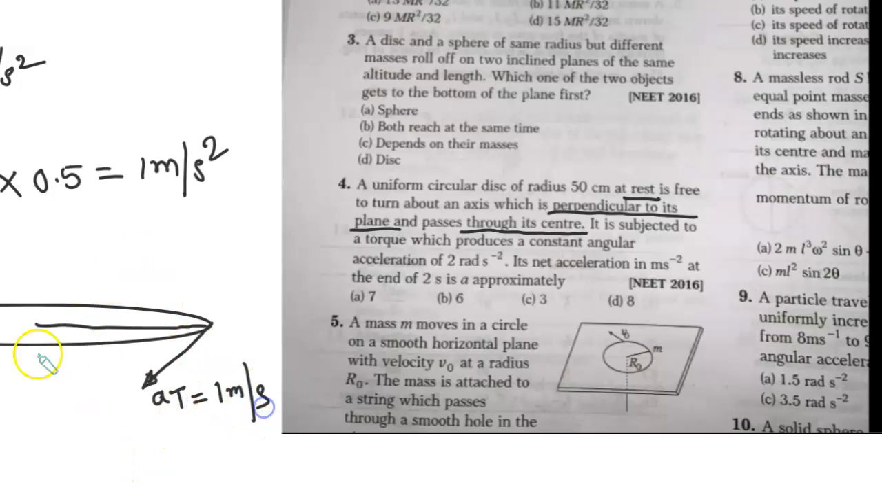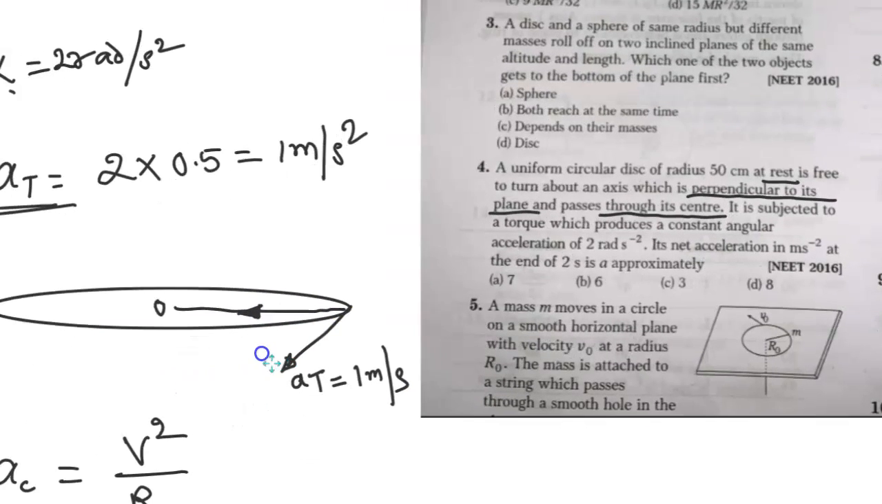Now for radial, you have to find the radial direction because it is rotating inside the circle. The radial acceleration is towards the center, and it is a_c. a_c is equal to V square by R. So first you have to find V.